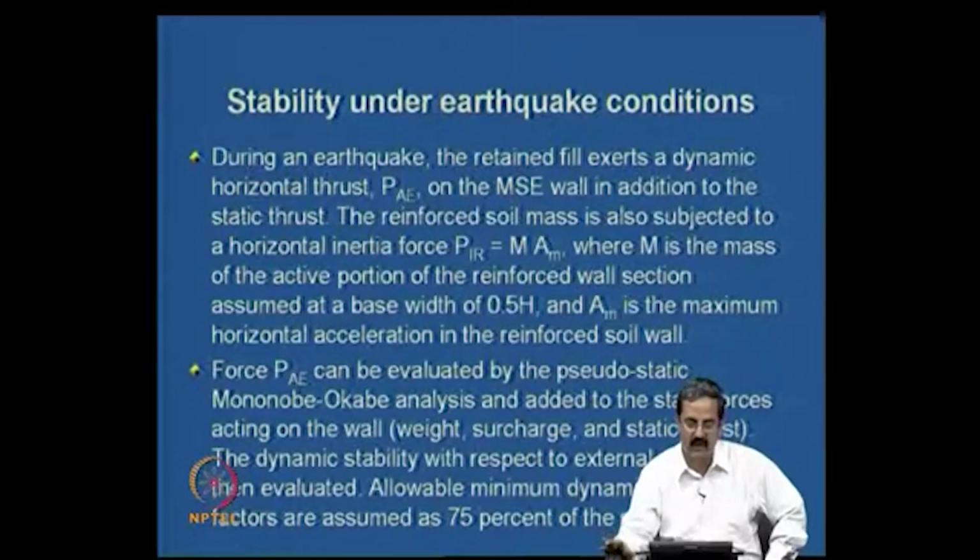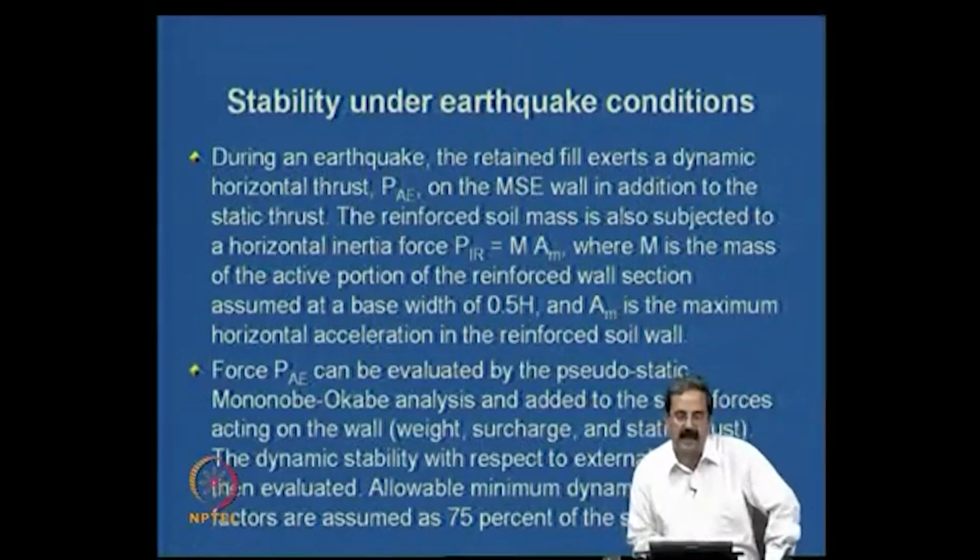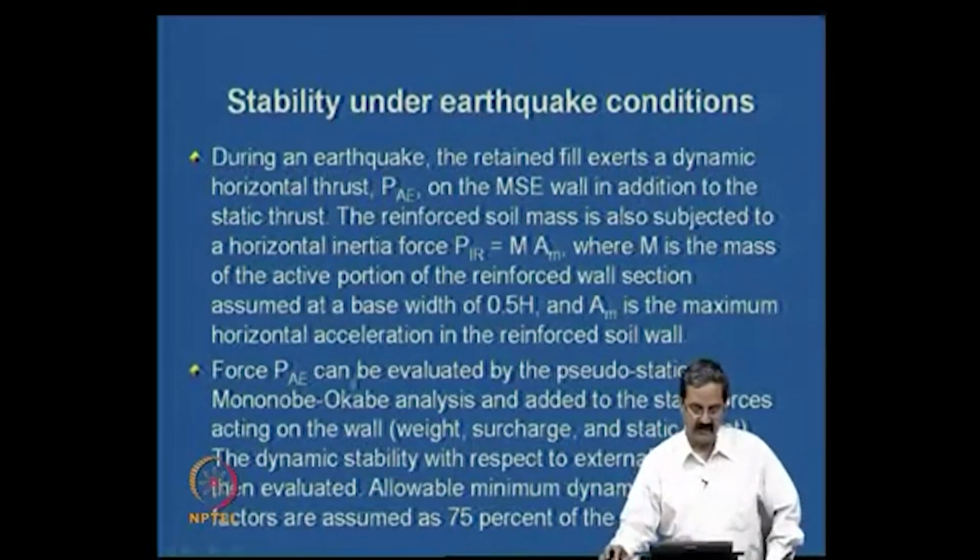You should know these forces. The active portion of the reinforced soil is assumed to act at a base width of 0.5 h, and AM is the maximum horizontal acceleration in the reinforced soil wall. So what we do is calculate these forces, the active force due to the earthquake and also the horizontal inertial force in the reinforced soil mass, and add them. The force PIE you can evaluate by the Mononobe-Okabe method.